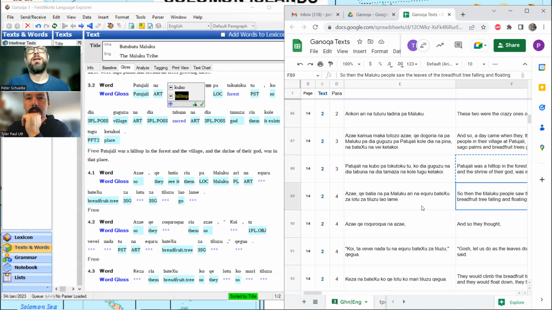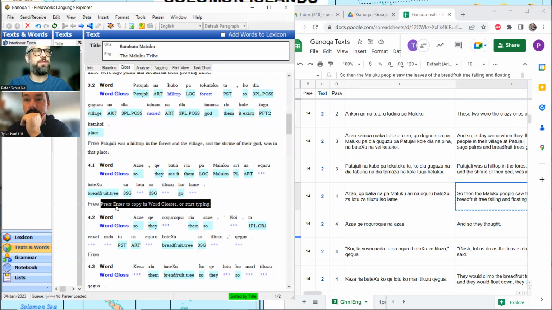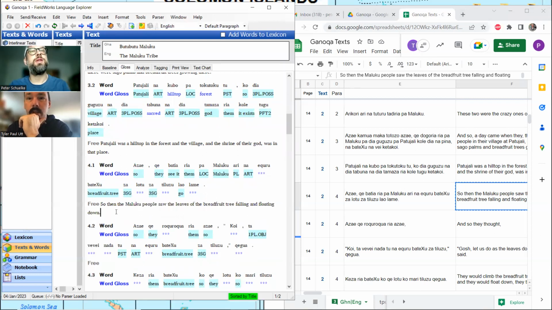Let's add some more sentences. Let's add another one. Our next one here is azai nge, which we know what nge means already. So then the Maluku saw the leaves of the breadfruit tree falling and floating down. At least two verbs here. Oh, the verb of seeing will be there. There it is, batia.